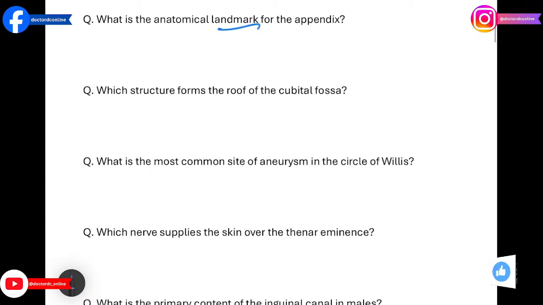The next question is, what is the anatomical landmark for the appendix? And the answer is McBurney's point, located one third from the anterior superior iliac spine to the umbilicus. It indicates the appendix base.